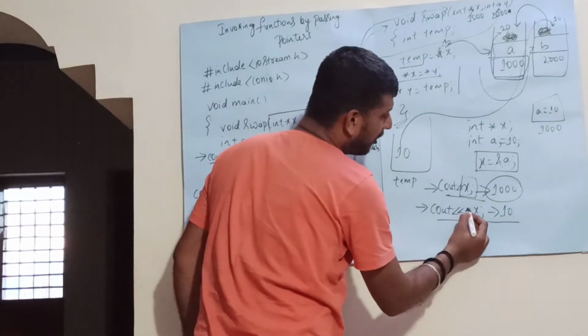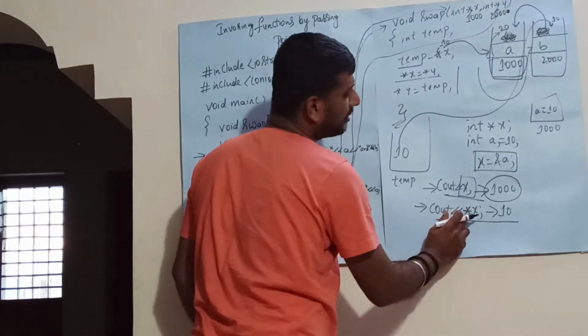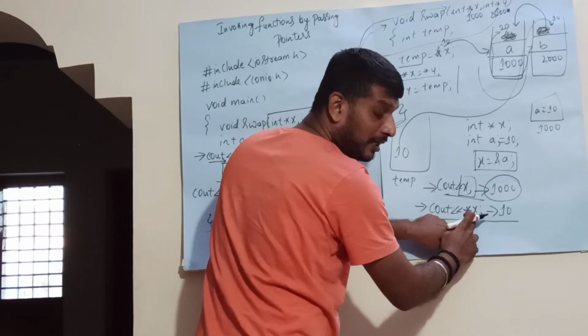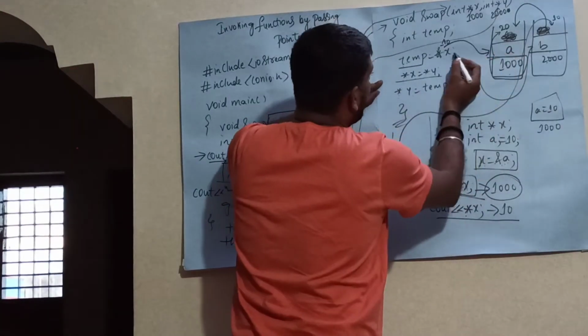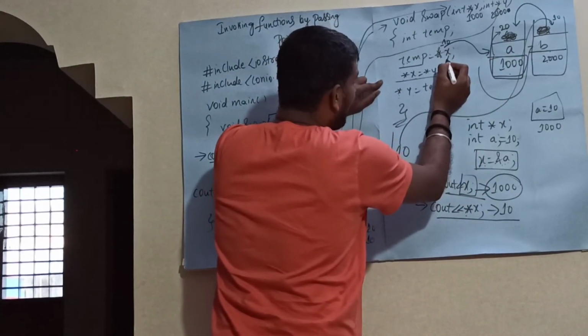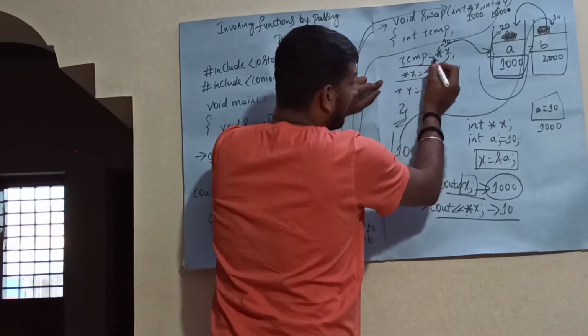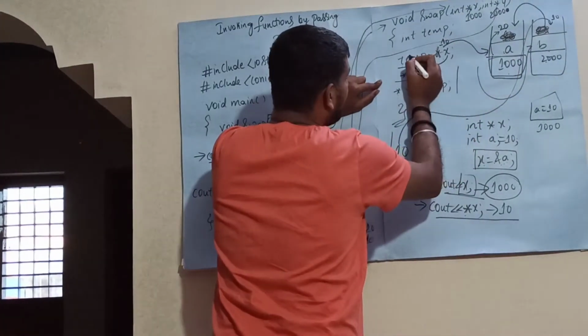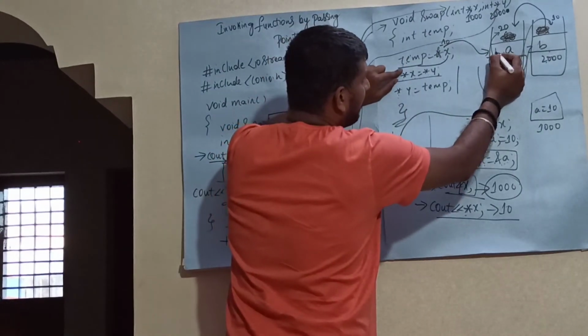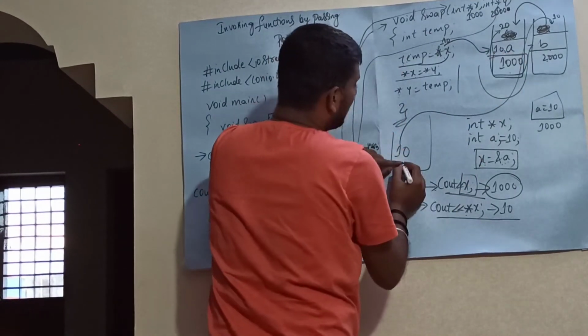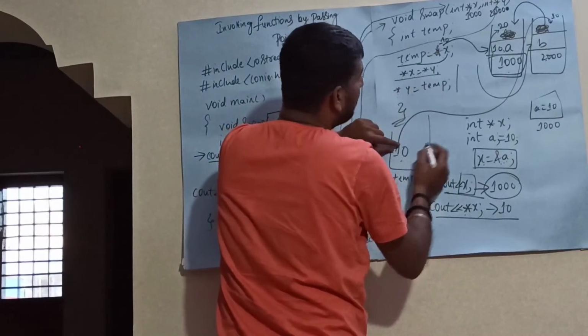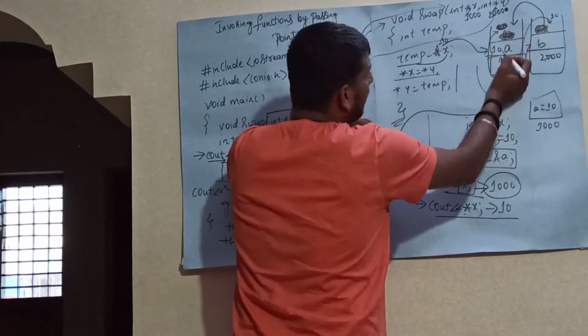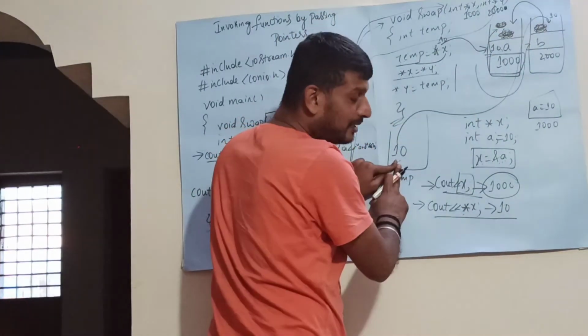If you are using *x, it will display the value. So I am storing the value of x. The value of x is nothing but the value of A. The value of A, I am transferring into temp. Initially the value of A was 10. I am transferring it into temp. Now A value becomes null and the temp value becomes 10.